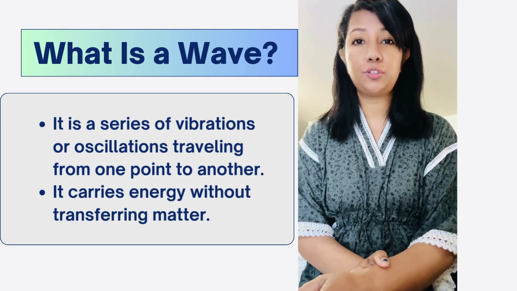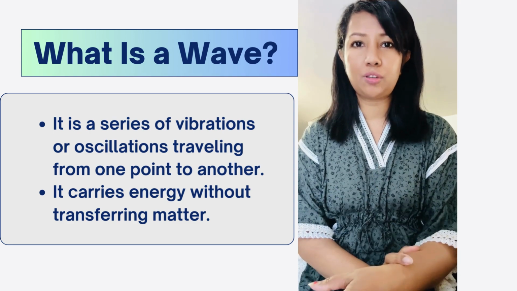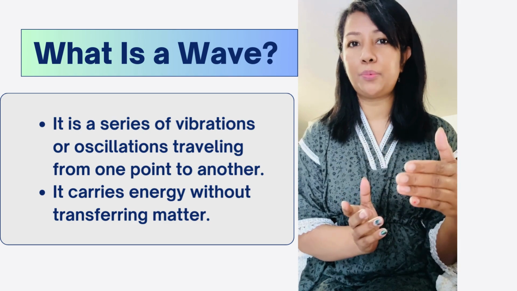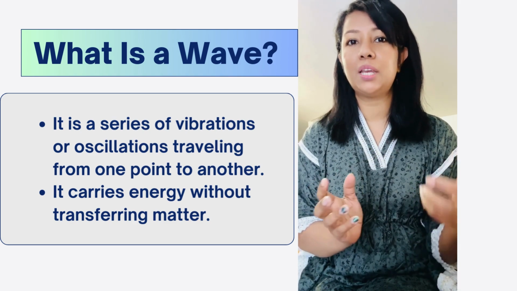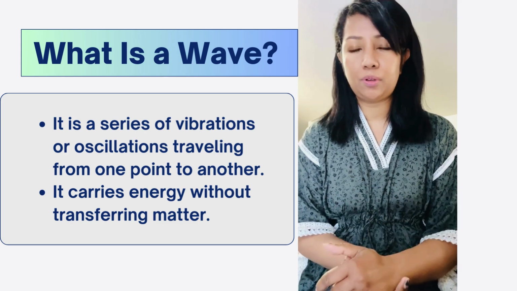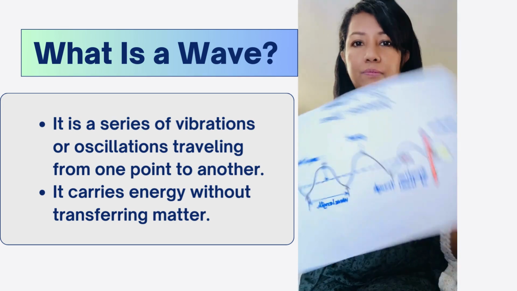In this video, I'm going to talk about waves. A wave is a series of vibrations or oscillations traveling from one point to another. That means it carries energy without transferring matter. So here are the types of waves. Number one, transverse.